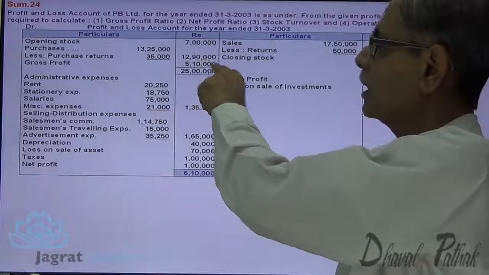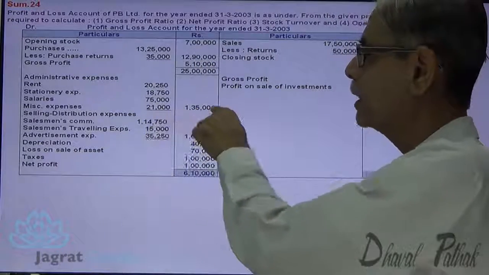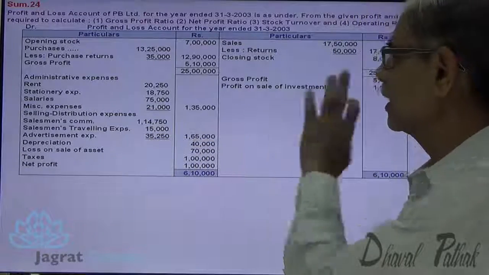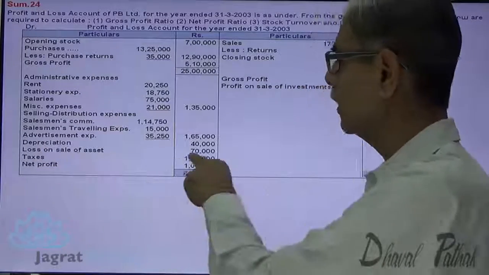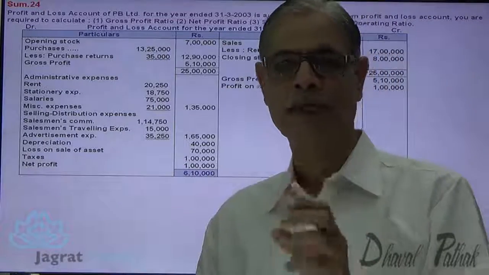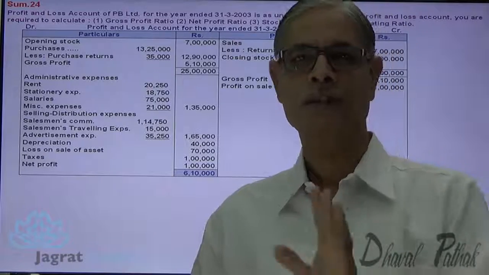Purchase minus purchase return, sales minus sales return. These are the administrative expenses, total is 1,35,000. These are selling and distribution expenses, total is 1,65,000. Important point to be noticed is loss on sale of asset and profit on sale of investment. They are non-operating expenses and gains, losses and gains.